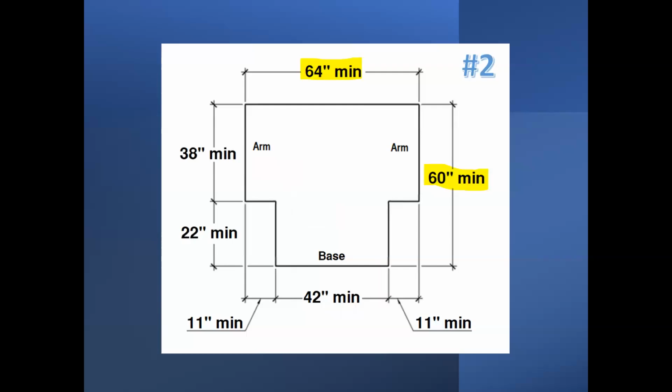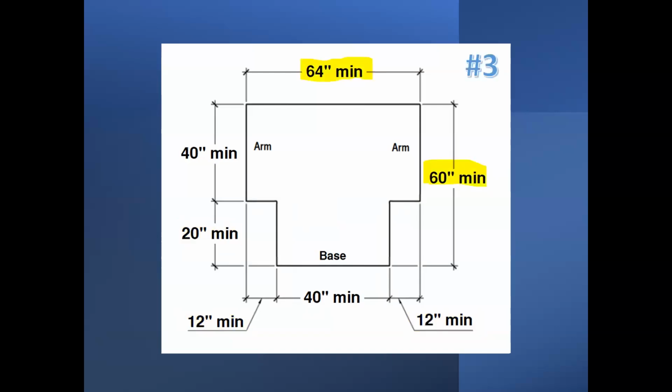Option number 2 is a T-shaped space that fits within an area 64 inches wide and 60 inches deep, with two arms 38 inches minimum in width and a base that is 42 inches minimum in width. Each arm shall extend 11 inches minimum from each side of the base located opposite the other, and the base shall extend 22 inches minimum from each arm.